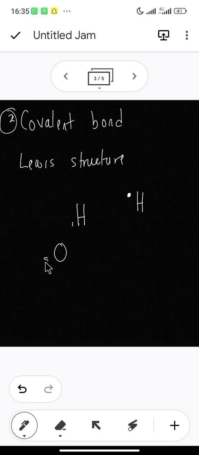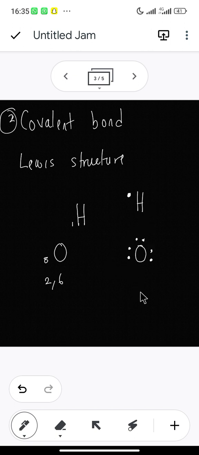We have oxygen. Oxygen has an atomic number of 8. We know the first shell contains 2. The second shell will have 6. So if you are to draw the Lewis structure, it's just oxygen, then you show the six. We have one, two, three, four, five, six. So this is just the Lewis structure.